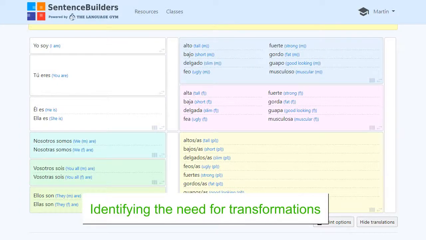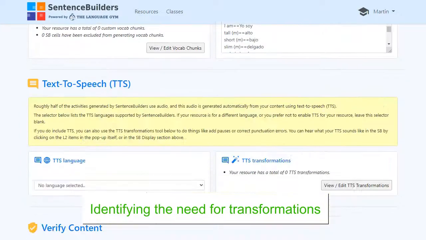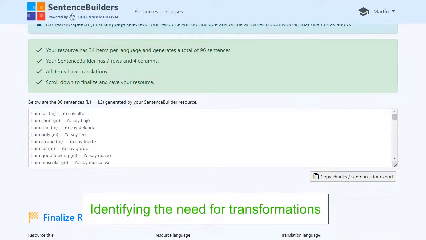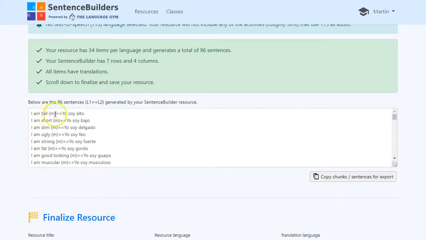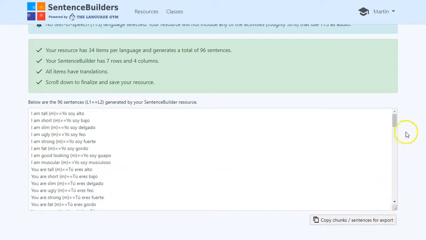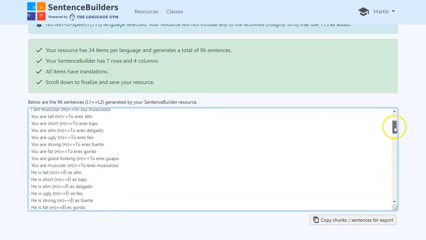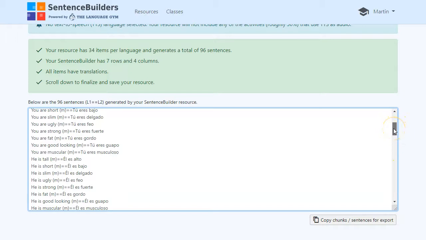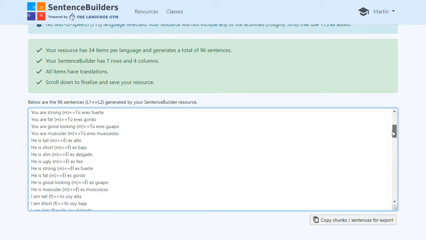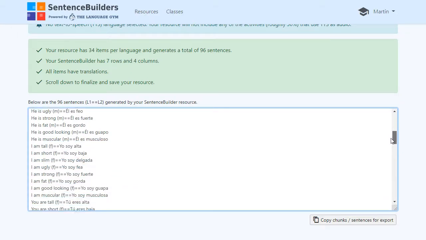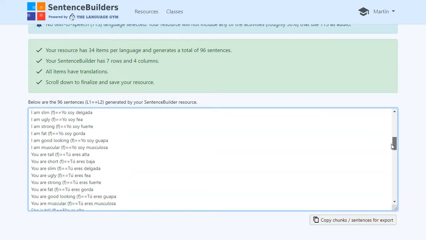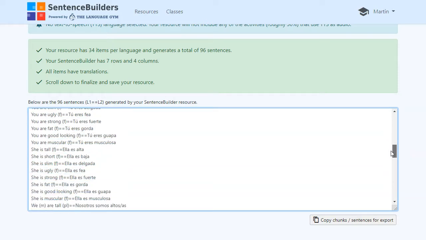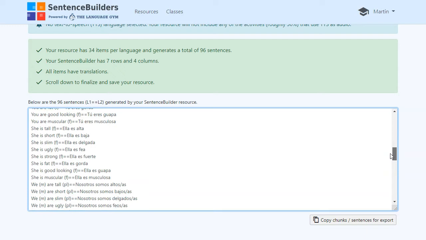So if we now scroll down and look at the sentences generated by our resource, we'll see that we have I am tall masculine, I am short masculine, etc. Same with you. So you are plus masculine adjectives, and the same with he is. And then we have I and you with feminines, and then we have she with feminine adjectives. So that's all looking good.